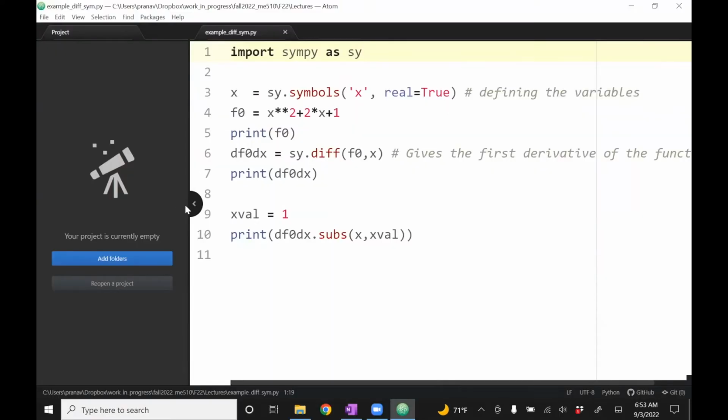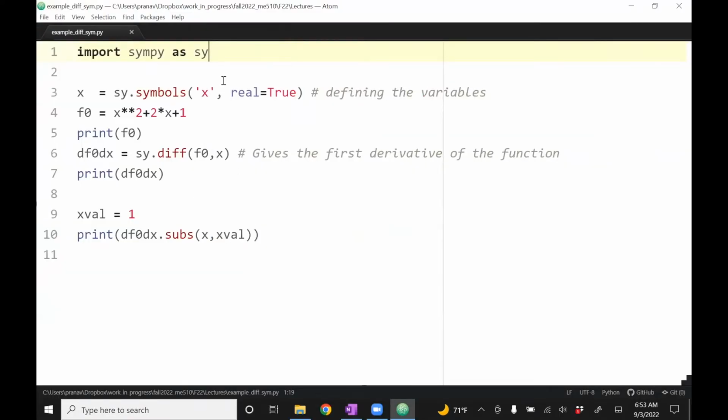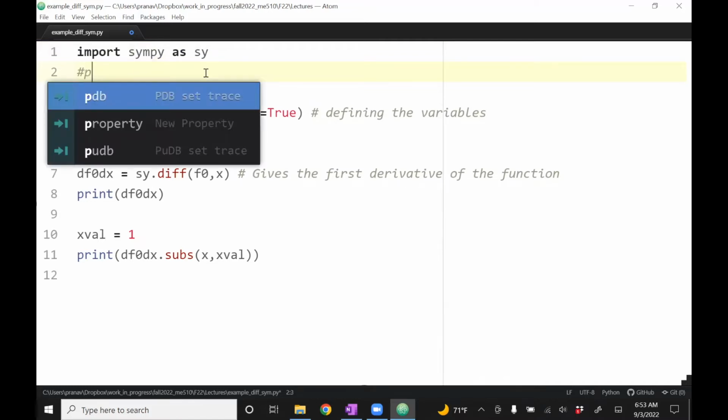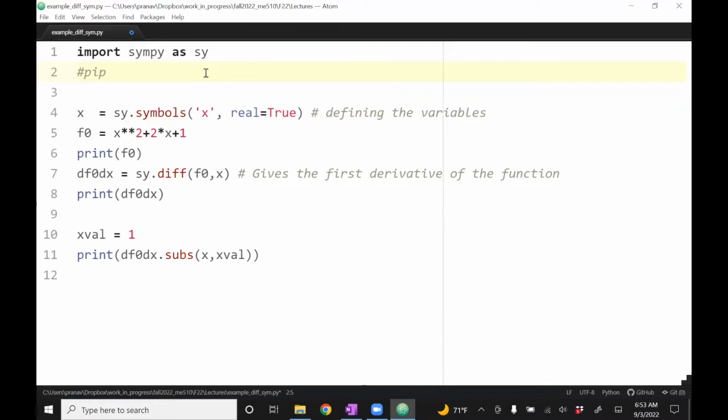When I first tried to run this program in Windows, I couldn't run it because symbolic Python wasn't installed. So if you run into this problem, when you run this, you don't get an output, you might want to install sympy by going to the terminal. Install sympy, and once you do that, you install the package and you can do it.